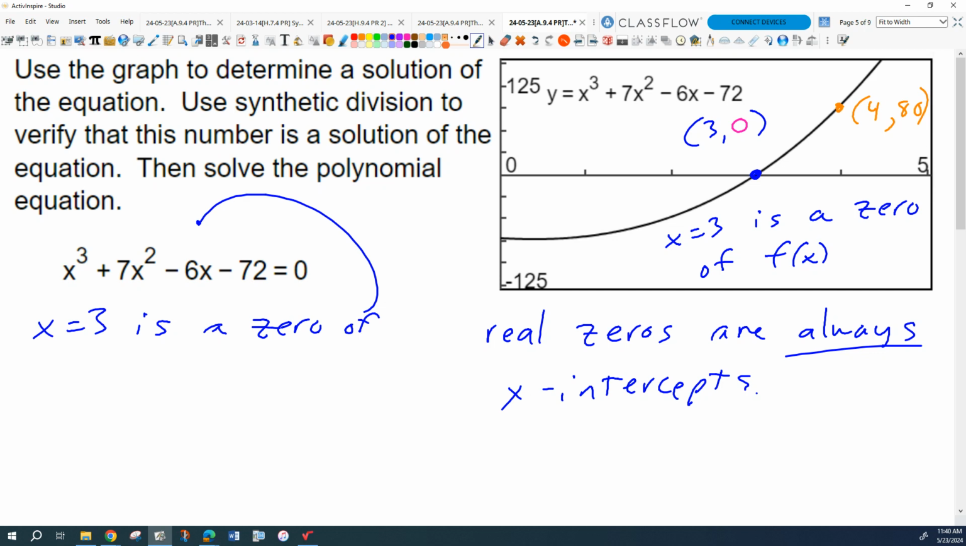So what's the factor? X minus 3, right? A factor has to have a variable in it. The 0 is just a number, but the factor is x minus the 0. So x minus 3 is a factor. Okay, so if I divide my polynomial by x minus 3, what's the remainder guaranteed to be? 0.